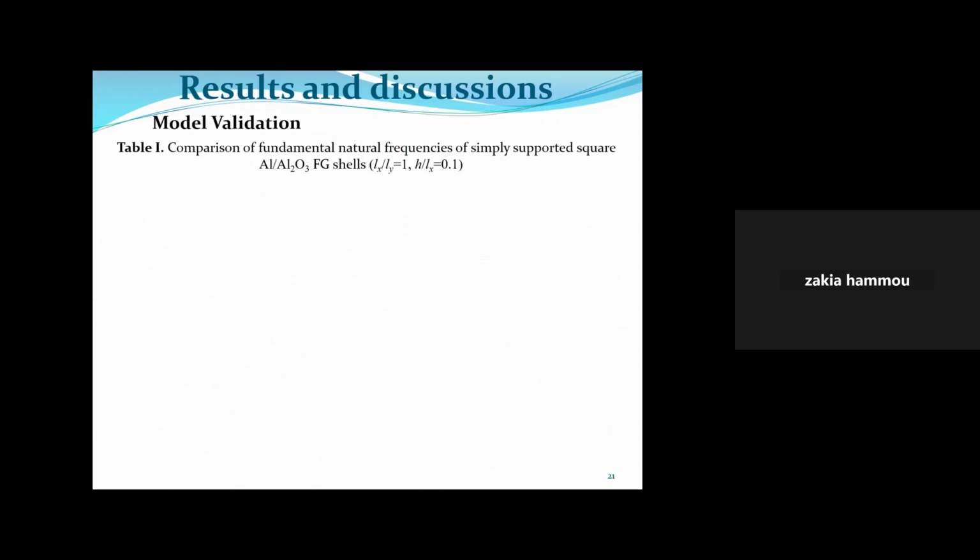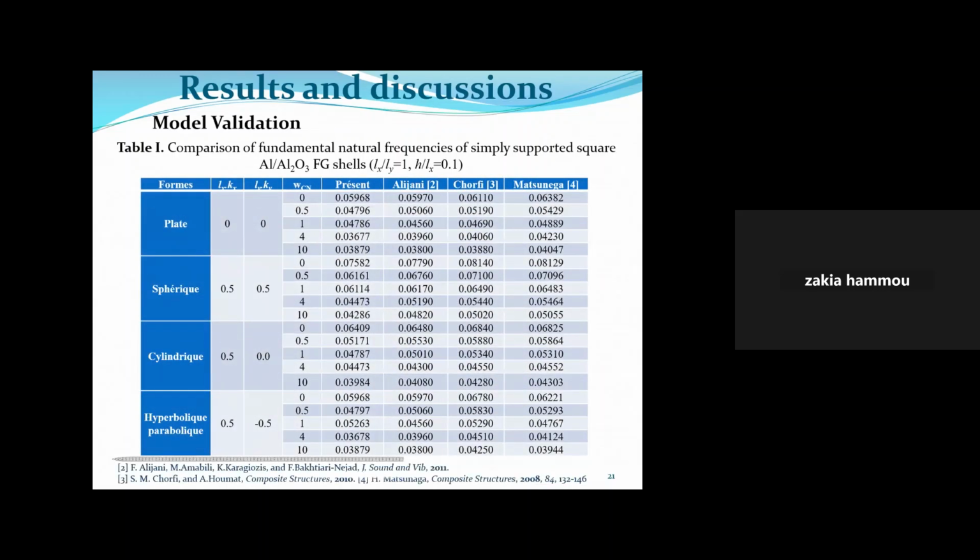First, the results of our model are compared to those presented by Alijani, based on the nonlinear theory of shallow shells. Then with Shorfi, who developed the first-order shear deformation theory, and finally with the Matsunaga model based on the higher-order two-dimensional theory. This table shows that the values obtained are very close to the results of Alijani and Matsunaga. It is seen that they are not significantly different from the results of Shorfi.